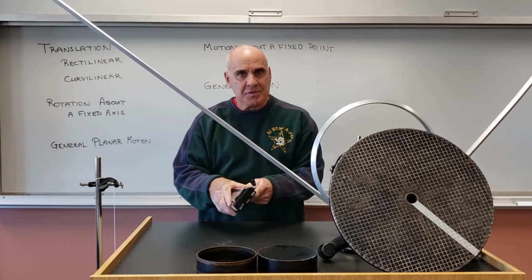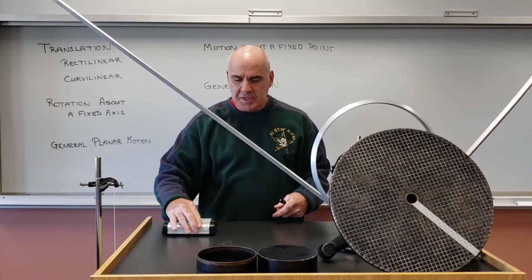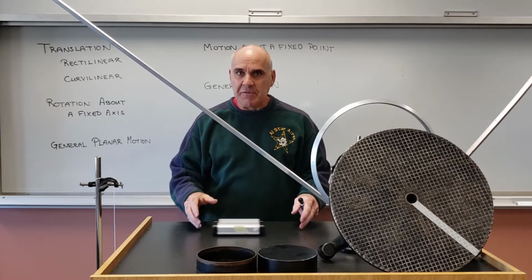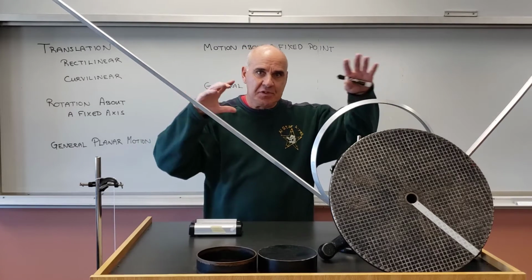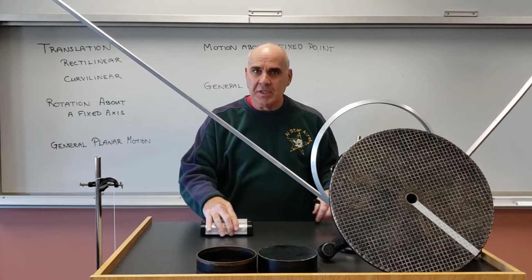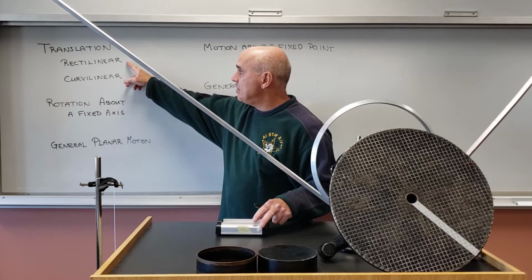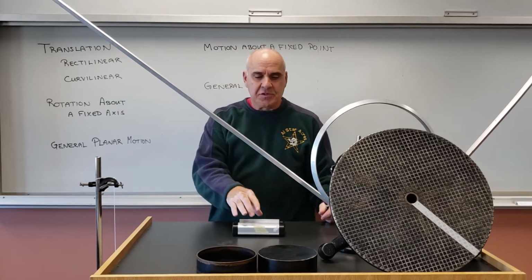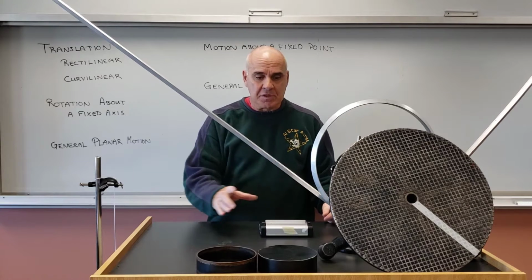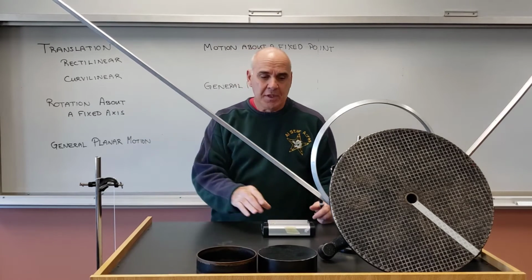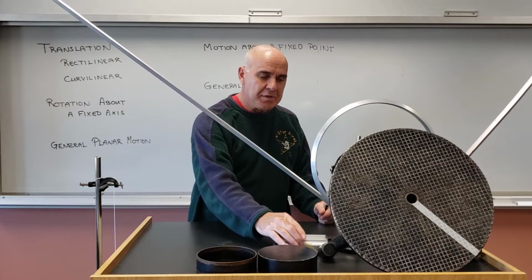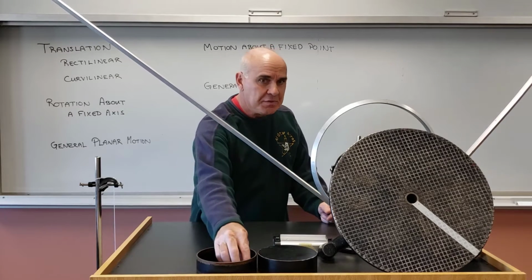A really good example of translation is the motion of a cart. It moves from left to right or just along some position. It doesn't have to be one-dimensional. If it is one-dimensional, we refer to it as rectilinear. But if it's two or three-dimensional, then we're going to talk about it as curvilinear. But what we're looking at here is strictly motion in the x, y, and/or z direction.